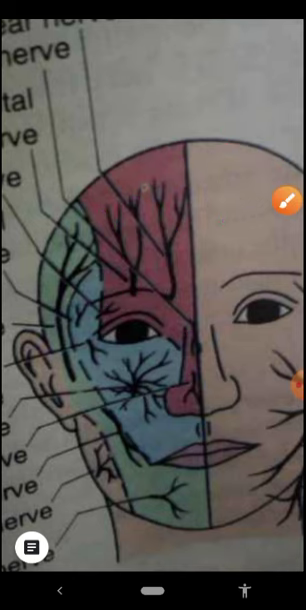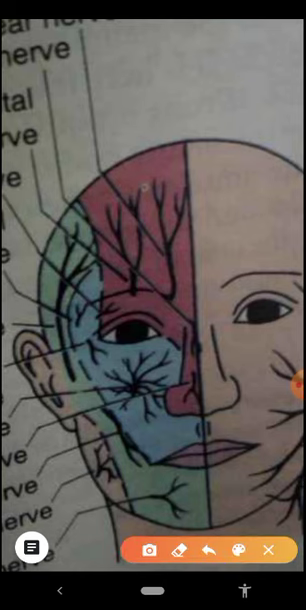I don't need to tell you anymore which part of which nerve, which branch is supplying which part, because everything is clear in this picture. So that's why I have told you everything. Okay, let's move on. Next we are going to discuss the next division, which is the maxillary division.